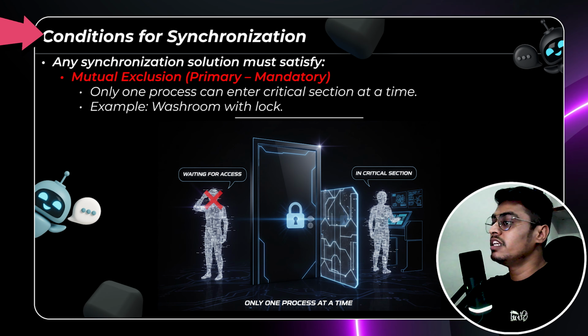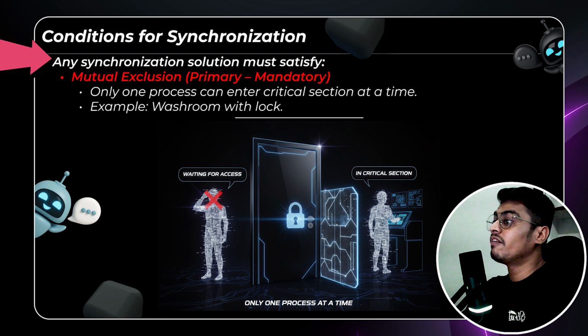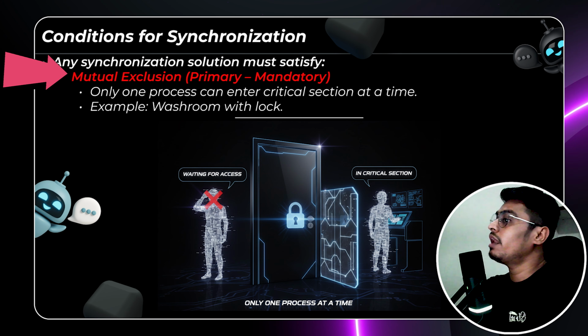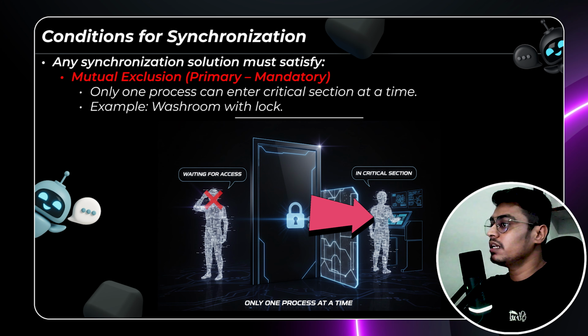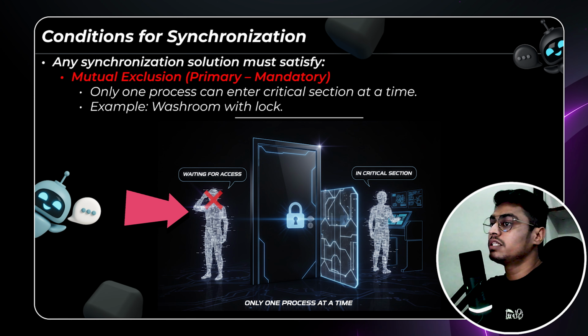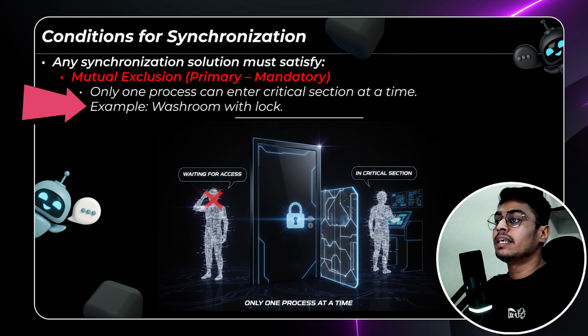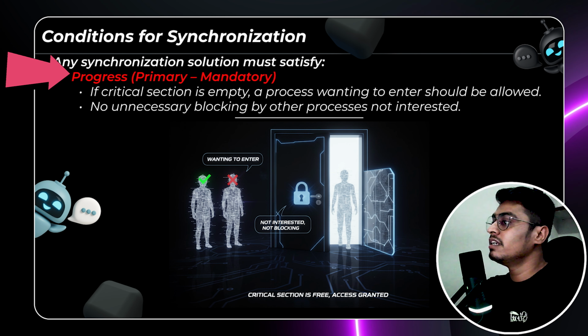Now, what are the conditions for synchronization? Any synchronization solution must satisfy four conditions. The first two conditions are mandatory, and the last two are not optional, but we can bear some error. First is mutual exclusion. If one process is in the critical section, no other process can enter the critical section. It's like a washroom. If someone is inside and has locked it, no one else can enter until they come out.